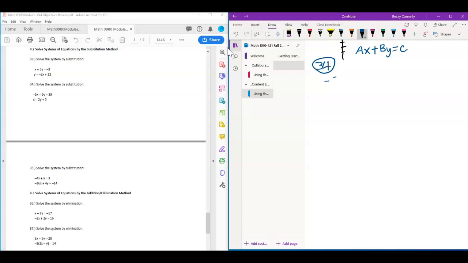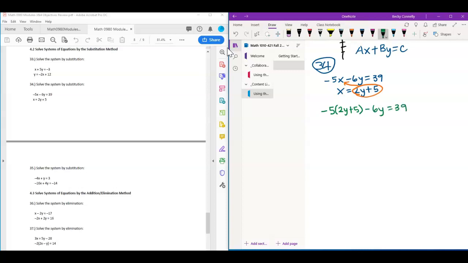So our equations say this: -5x minus 6y equals 39, and the other one is x equals 2y plus 5. And so with the substitution method, remember, we know that x is this. All right, so I'm going to circle this part. And so that means that we're going to put that 2y plus 5 in place of x into the other equation. And when I do that, I get -5 times 2y plus 5 minus 6y equals 39.